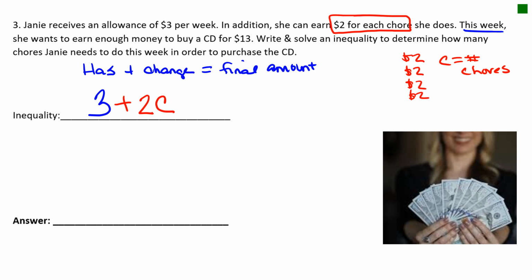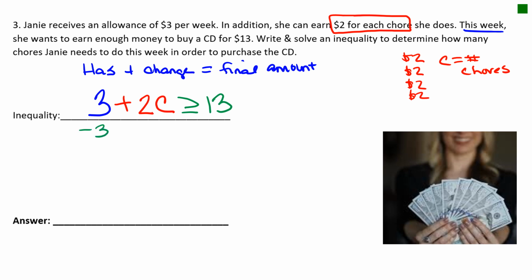Now, what if she gets $12.99? Not enough. If she gets 13, is that enough? We're going to pretend tax doesn't exist. If she gets 15, is she still in good shape? So she needs to have at least, so she needs more than $13. So if she needs more than, that's a greater than or equal to sign.